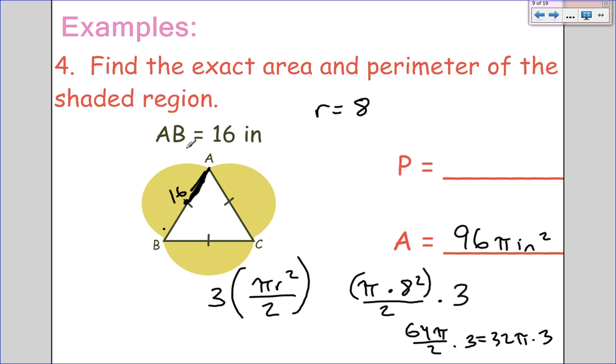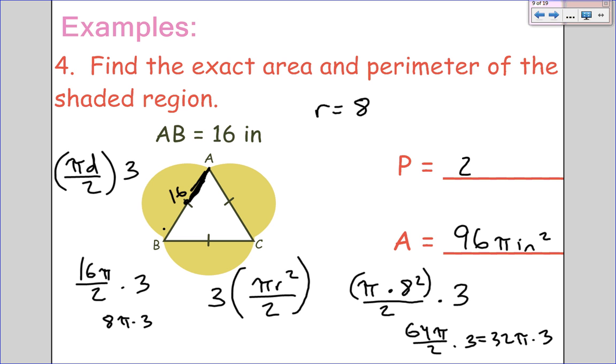Now, to find the perimeter, I need to find the circumference. So pi d divided by 2 because it's a half times 3 once again. The diameter is 16, so 16 pi over 2 times 3 gives me 8 pi times 3, which is 24 pi inches. It says exact area, so I leave it in terms of pi.